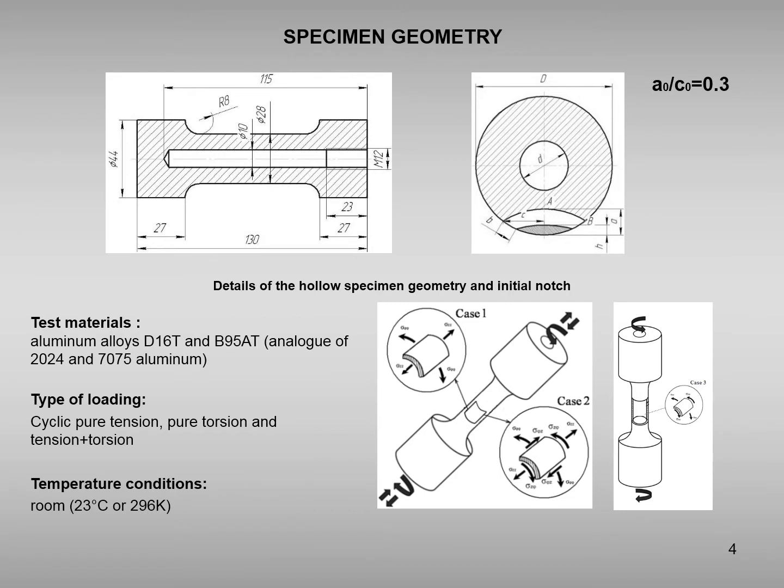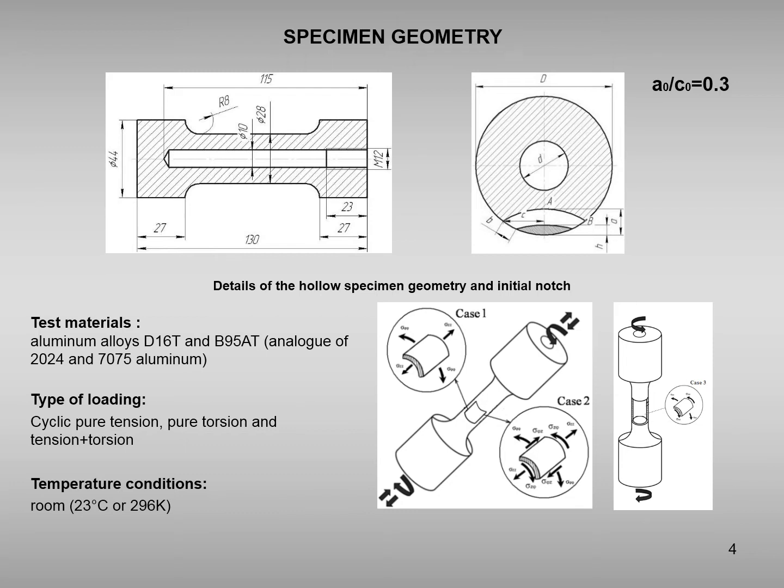The subject of this study is cylindrical hollow specimens with semi-elliptical surface cracks. The diameter is equal to 28 mm in the test section and the length is equal to 130 mm. Using electrospark method, initial edge notch was cut with initial depth equal to 3 mm. For this study, we used a specimen with initial aspect ratio equal to 0.3. The geometric parameters of the specimen test section and the growing crack are presented in this figure.